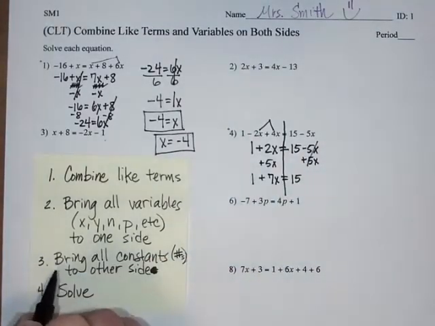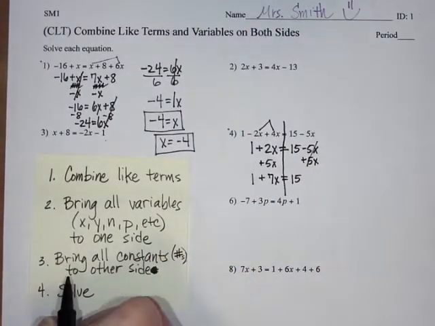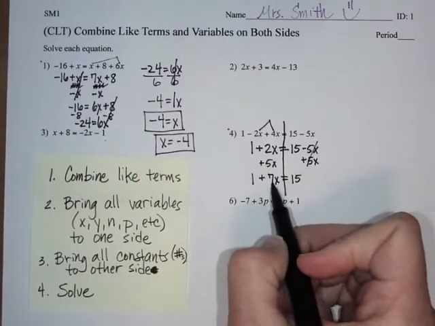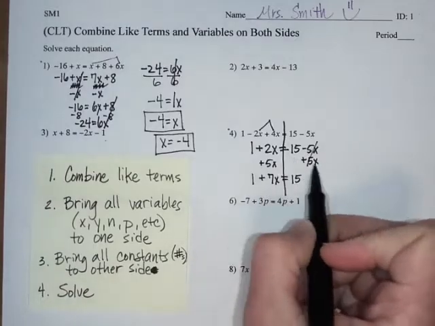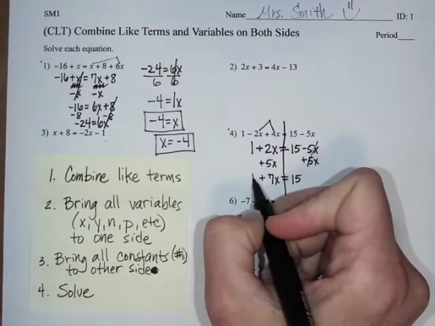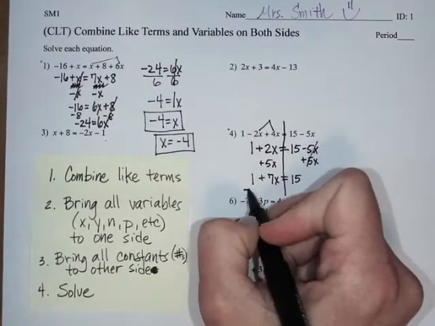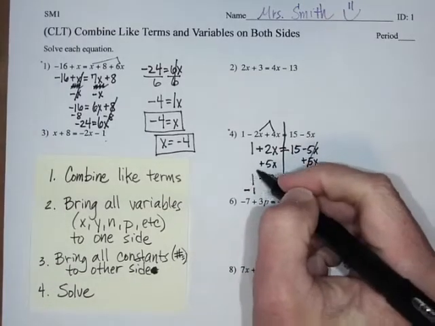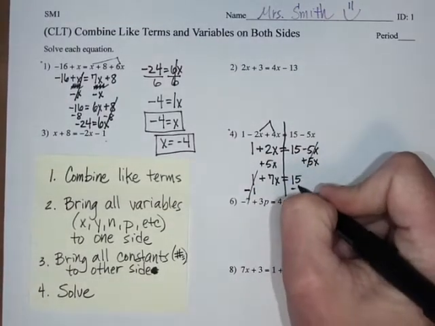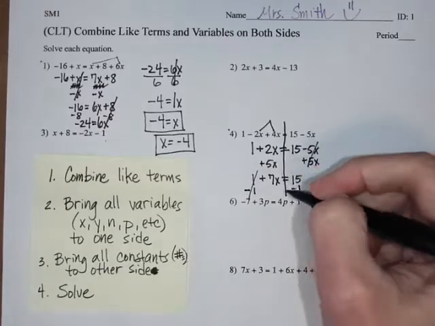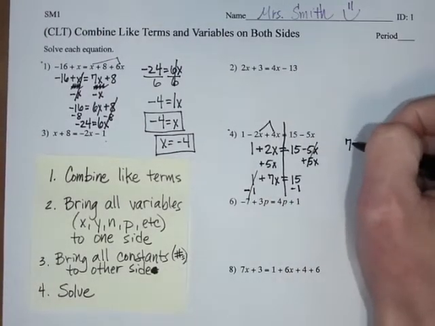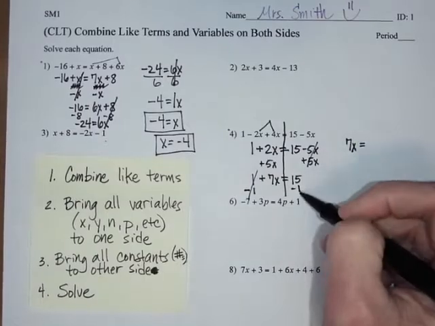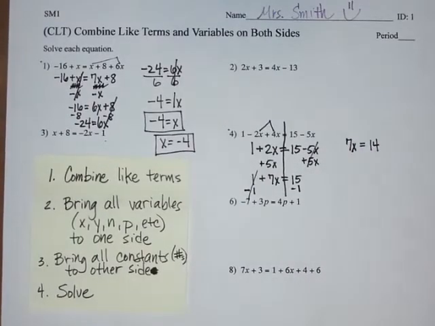Step 3 now is to bring all constants to the other side. So we have a variable here and a constant here. We need to take this constant and bring it over there. So basically we need to just take it away from this side. So subtract it, so that becomes 0. And then we have to subtract 1 from that side also. Let's continue our work up over here. So bring down the 7x. And now 15 minus 1 equals 14.